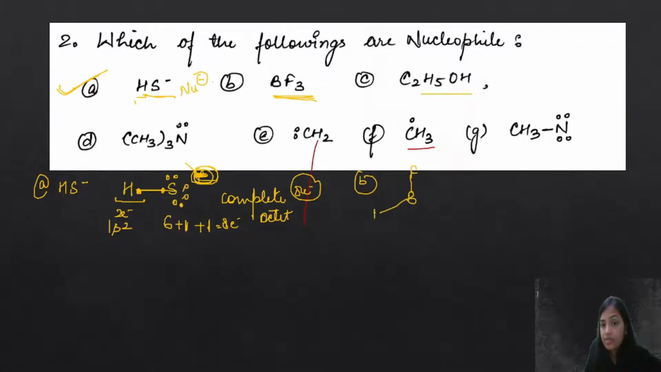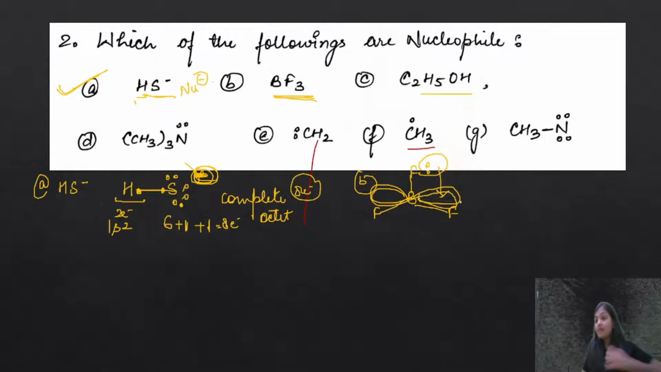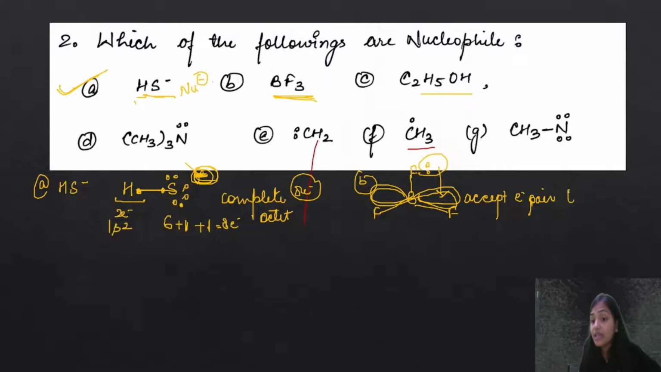Now in the case of BF3, we already did it in the previous question. BF3 usually has this kind of structure, and in the case of BF3 we have a vacant orbital. That's why the fluorine forms a back bonding with the boron. Ultimately the presence of this vacant p orbital over the boron shows that I am accepting an electron pair. Any species that accepts an electron pair, that shows affinity for electrons, is said to be electrophilic in nature. So this is an electrophile, not a nucleophile. BF3 is not a nucleophile, it is electrophilic in nature.